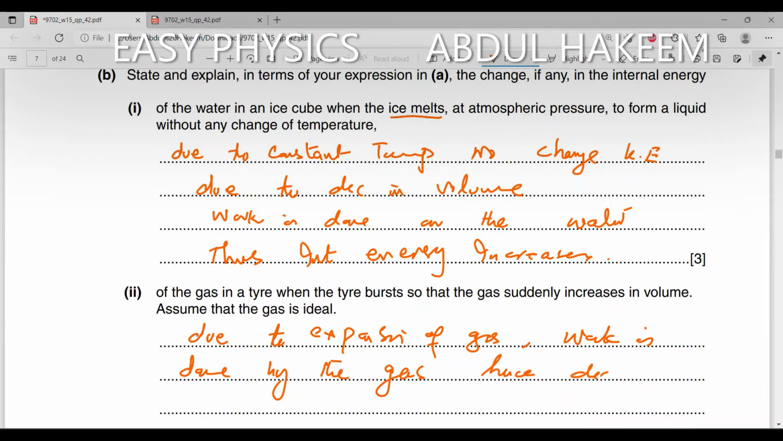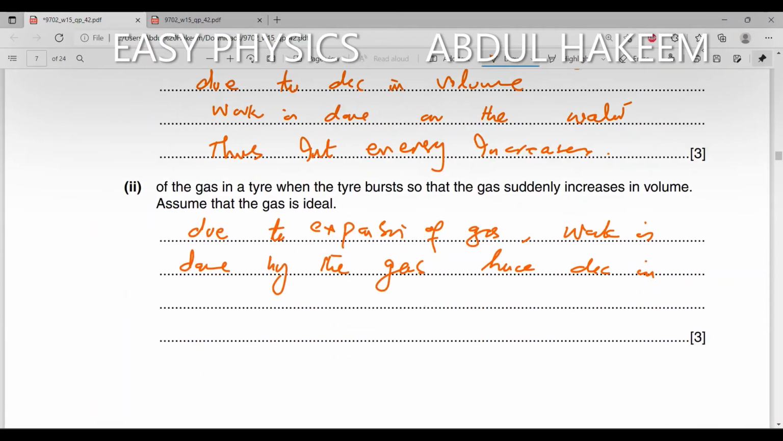Hence, decrease in internal energy. And the work is done by the gas against atmospheric pressure. This is important, carries 3 marks.